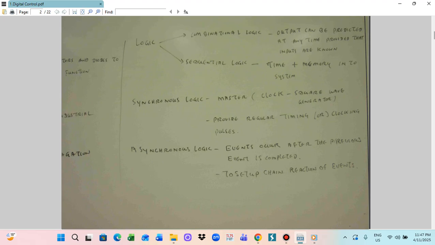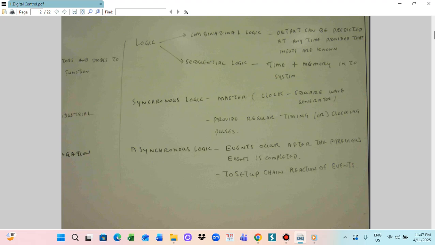So this is for the synchronous logic system. The synchronous logic system is composed of the master clock, the square wave generator. This square wave generator provides a regular timing. Regular timing means the timings are counting, so depending on the timings other steps are working. So this is the clocking path produced by the synchronous logic.